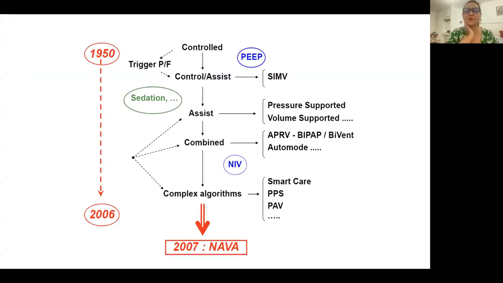So if we go back to our history, 1950, when NAVA had not yet come into the picture, we had just started with ventilation as such. And what we started was a controlled mode of ventilation. And we understood that we had caused much damage to the baby by controlled ventilation, because there was a lot of asynchrony. The baby was breathing, his inspiration was separate, his expiration was separate, the rates were separate, and the ventilator was giving its own breaths.